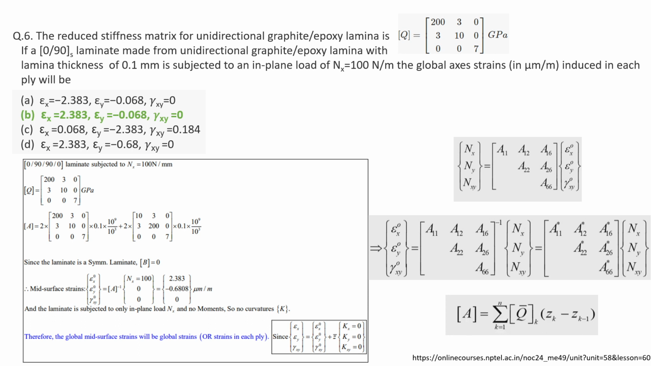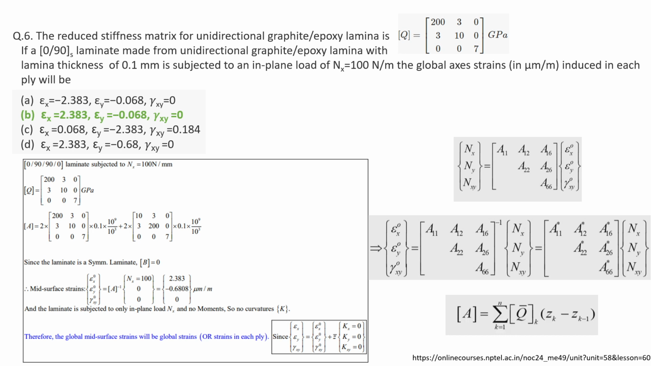Here, first they have given us the reduced stiffness matrix for a unidirectional graphite epoxy lamina. So suppose we consider this reduced stiffness matrix for 0 degree. It is for the 0 degree lamina that we are considering this matrix. And in that laminate, we have the angles 0 and 90 in symmetric order. So it is 0, 90, 90, 0.